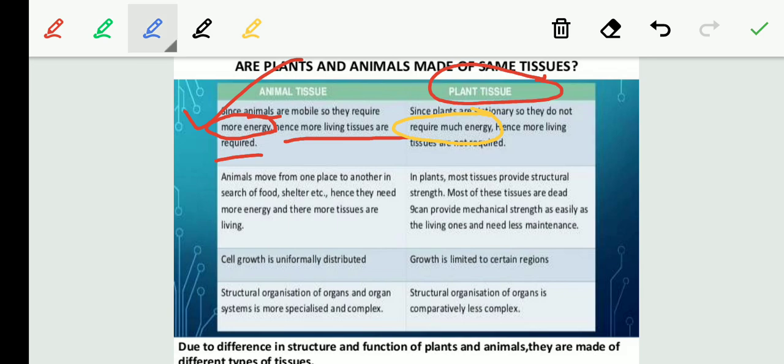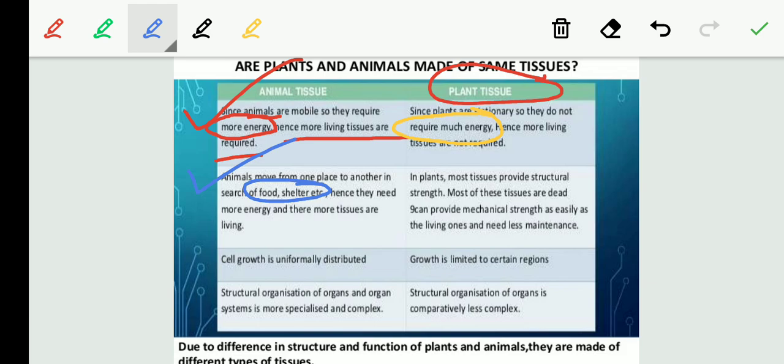Coming on to the second point, which says that animals move from one place to another in search of food, shelter, etc. Hence, they need more energy and more of their tissues are living. Very simple point, students. Of course, we move from one place to another for what? For food, for shelter, right? For food, for shelter, for all these things. That is why we need more energy.